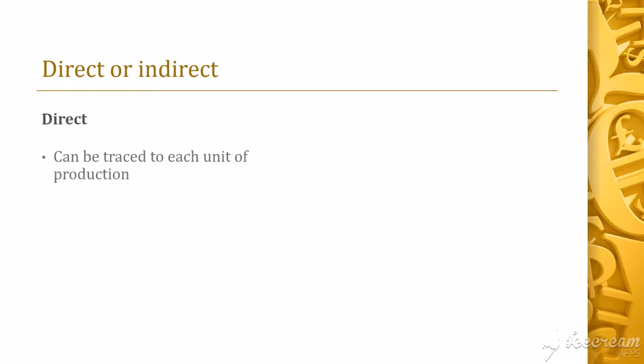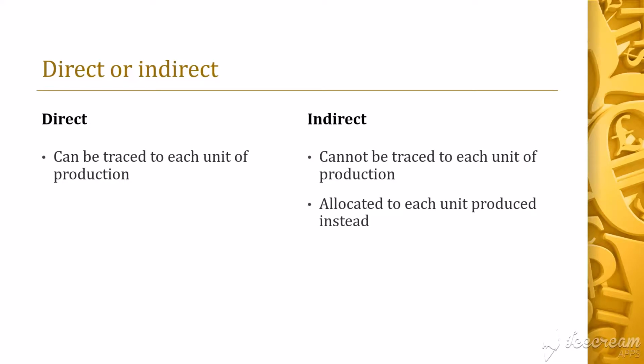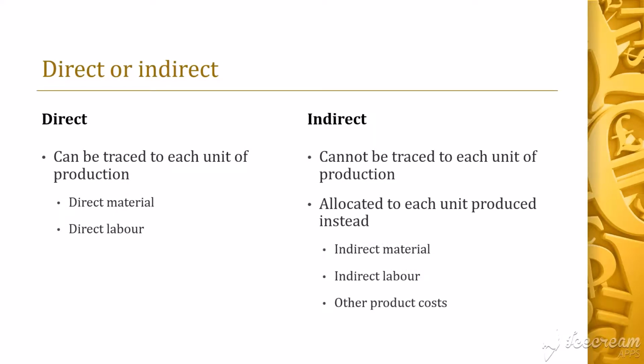Product cost can be further classified between a direct cost and an indirect cost. Direct cost can be traced to each unit of production. Indirect cost cannot be traced to each unit of production. So if it cannot be traced to each unit produced, we will allocate the cost to each unit instead. Direct costs will include direct materials and direct labor. Indirect costs include indirect material, indirect labor, and other product costs.